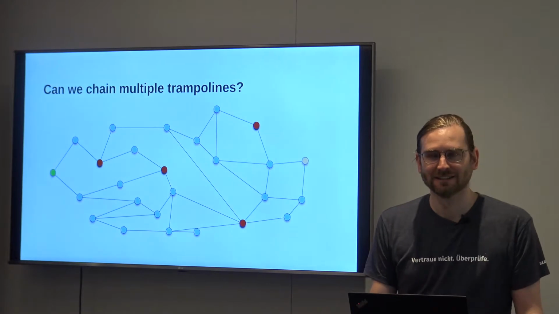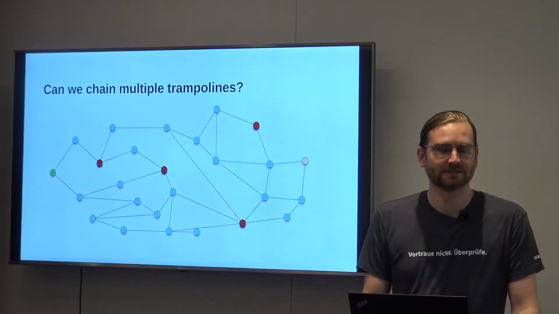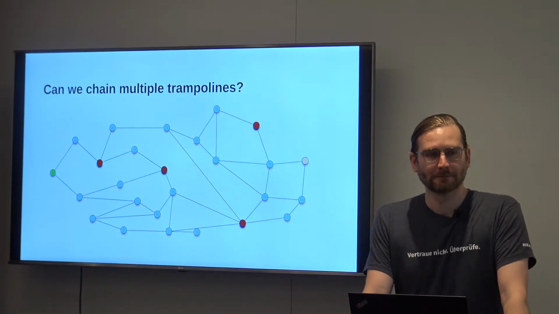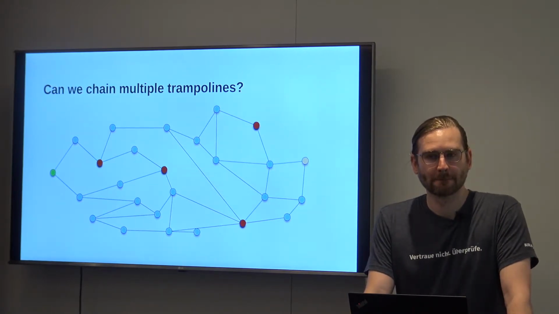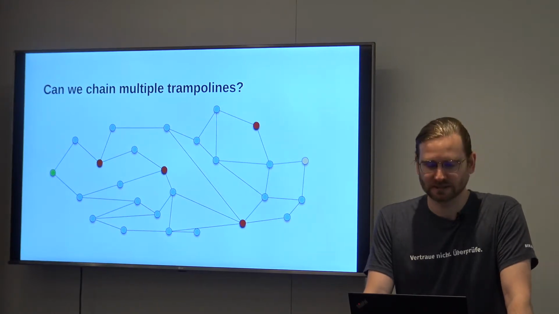But you could put routing into the invoice. So, for example, the person who is getting paid could say, hey, use this as an exit trampoline, because they know in their local view of the network, this is a trampoline that is close. Yeah, that's a very good point.